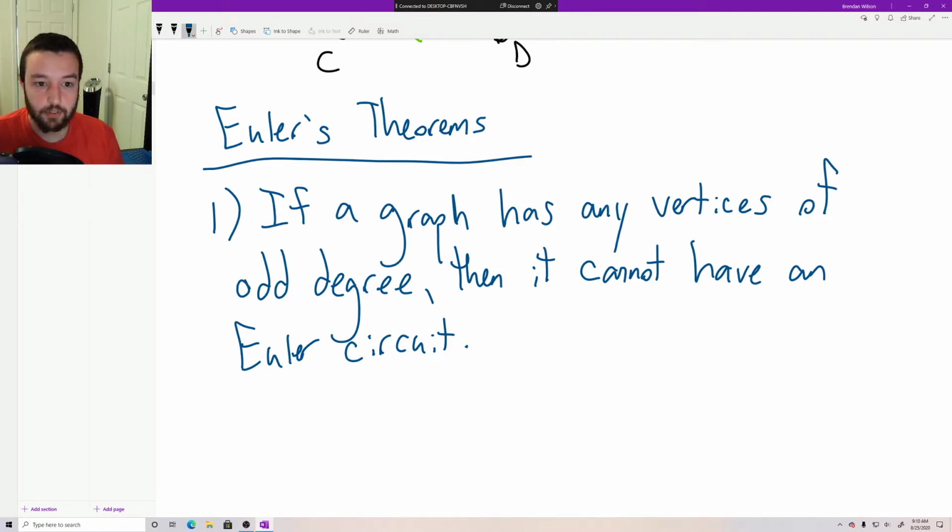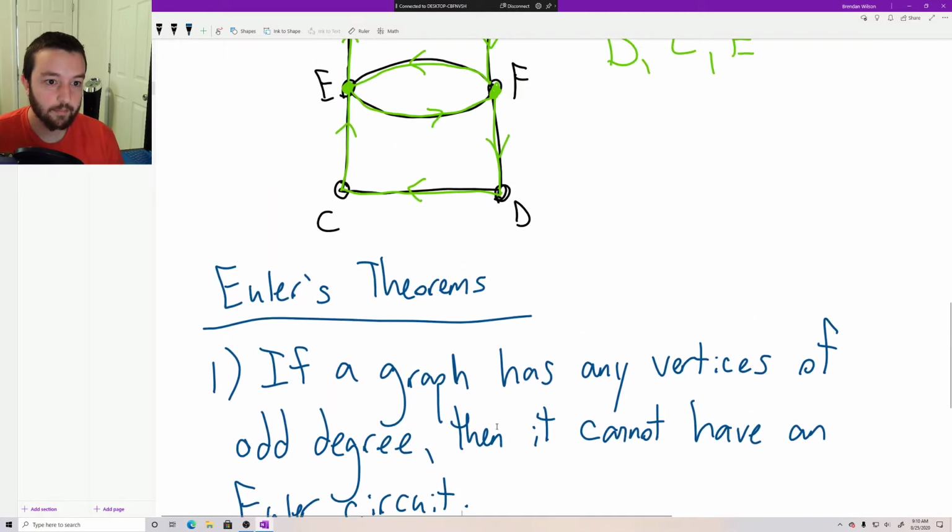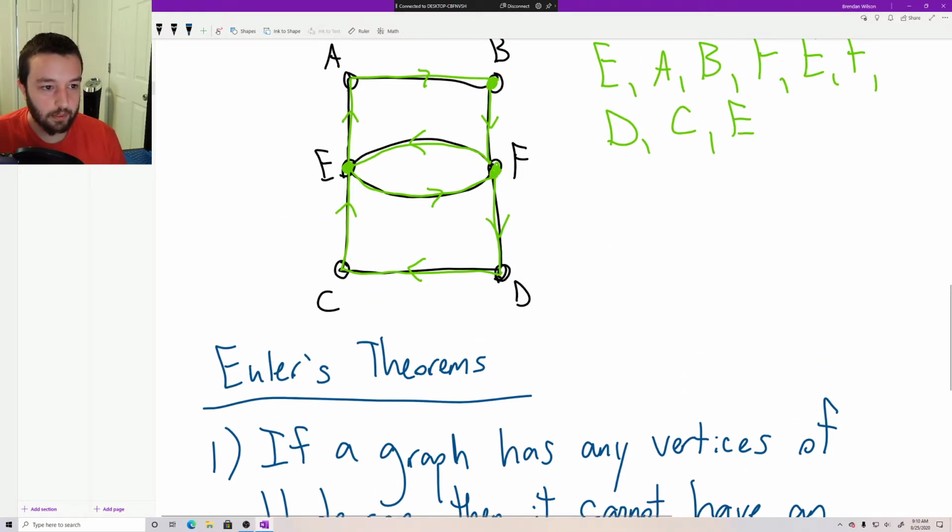So this is very useful. If we're saying, okay, can we make an Euler circuit out of this? All we have to do is look at the vertices, see if any of them have an odd number of edges coming out of it. And if they do, we immediately say, no, we can't. If we go back up to this one, A has degree 2, right? It has this edge and this edge connected to it. So do B, C, and D. E has degree 4. It has this edge, this edge, this edge, and this edge. And same with F, it has degree 4. So nothing has degree 3 here.